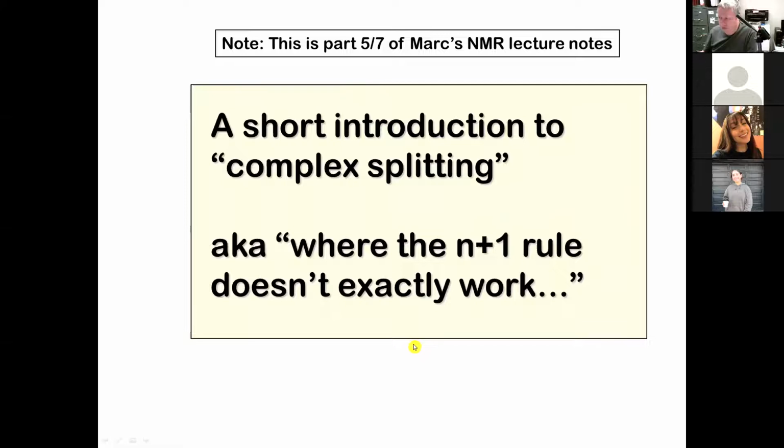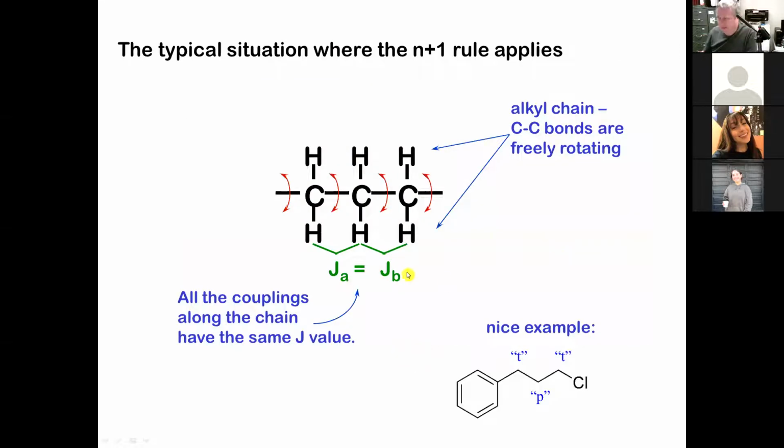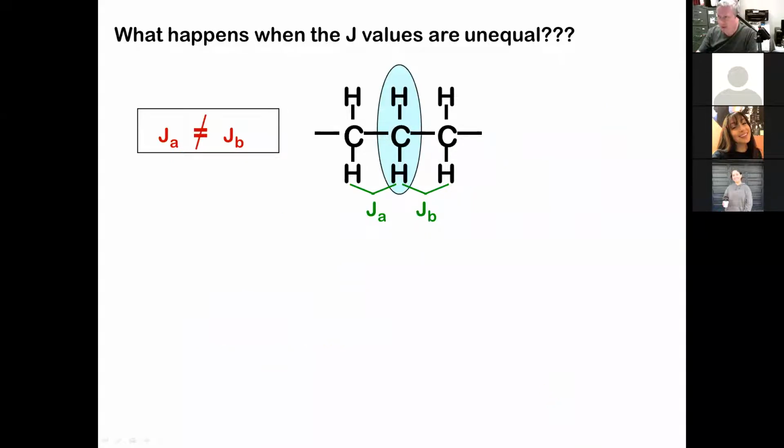Okay. Cool. So I already talked about this as a nice example where the n+1 rule works great. Triplet, pentet. And the case where the n+1 rule doesn't work is if I look at the central CH2 and it has a different J value to the left versus the right. And when that happens, you get this thing called the complex multiplet instead of a simple multiplet. It's either simple or it's complex. Okay.